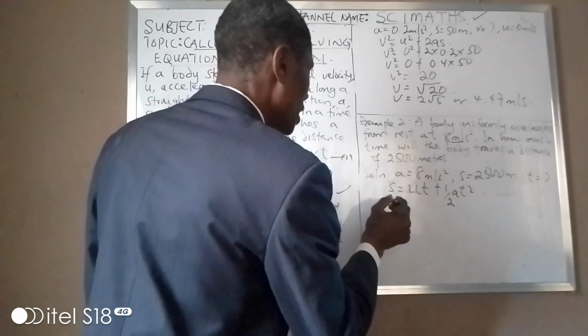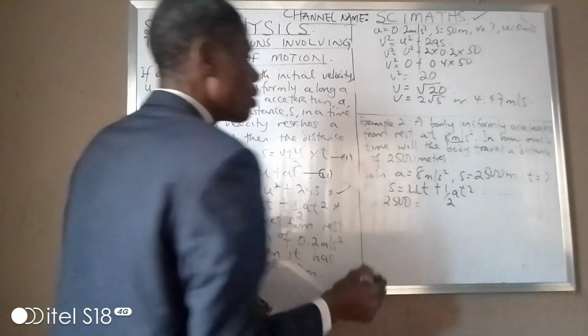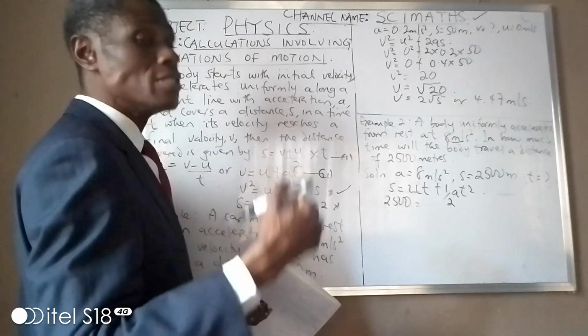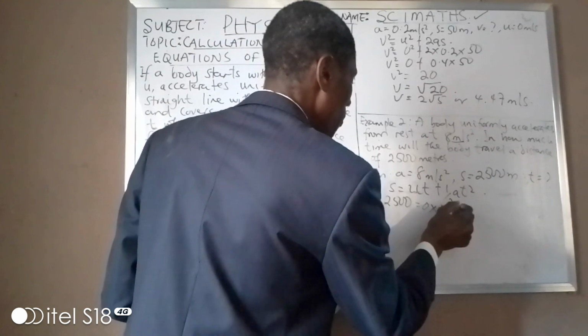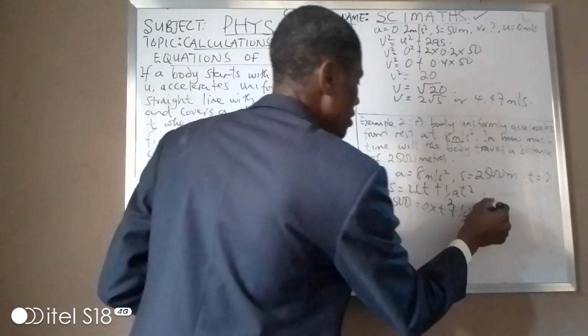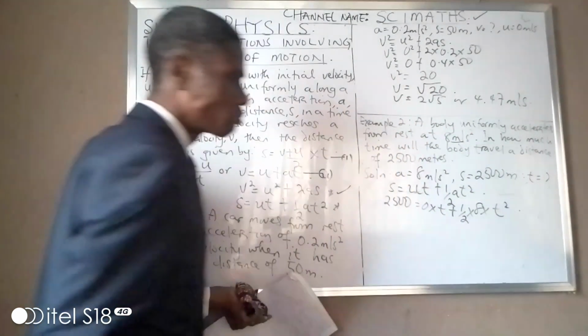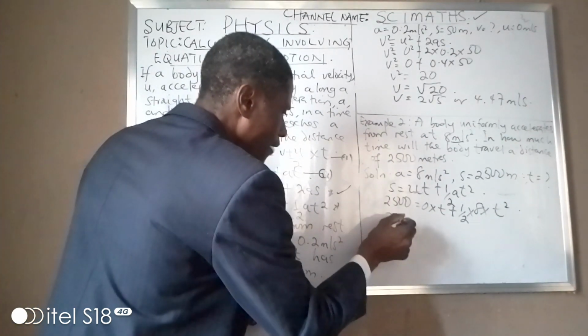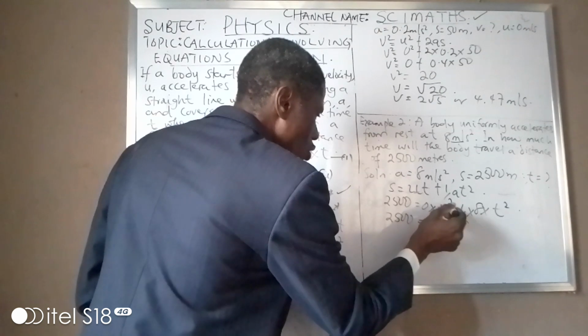So let's put those data down. S is 2,500 meters, equals to, what is our u? We assume our u is 0 because it is not given in the question. 0 times t plus half times a. What is our a? 8. And time is what we are looking for. Okay, so now 2,500 is equal to, 0 times t is 0, so all this one will cancel out.